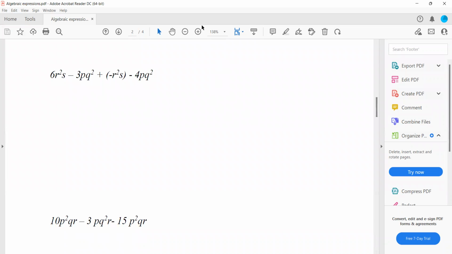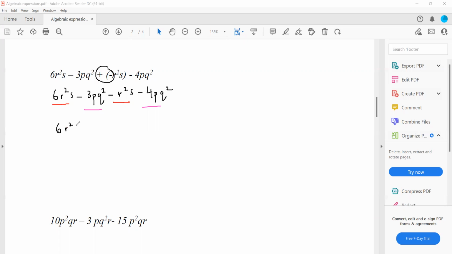Okay, so again, I see a bracket there. That means we need to settle the bracket here first. So plus minus becomes a minus. So 6r squared s minus 3pq squared. So plus minus becomes minus r squared s, okay, and minus 4pq squared. So as usual, underline similar terms together, r squared s, and then we also got pq squared and also pq squared. So now we are ready to group them together.